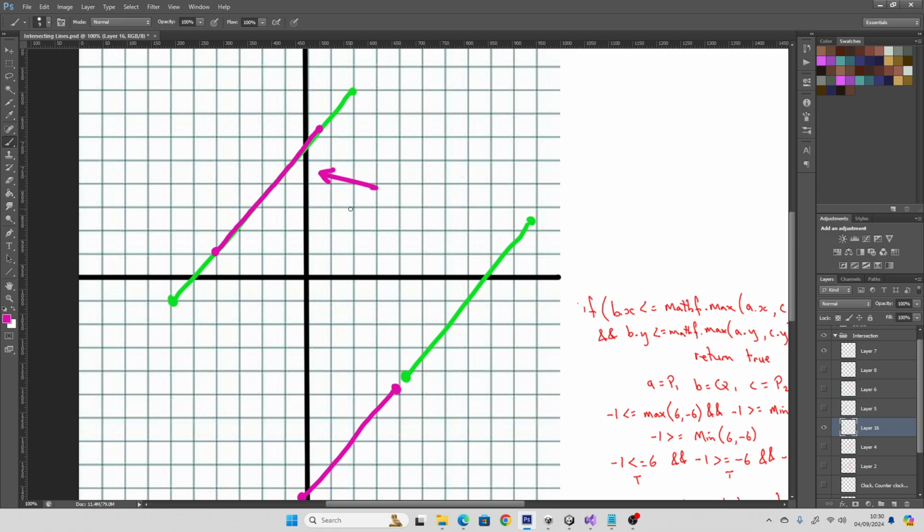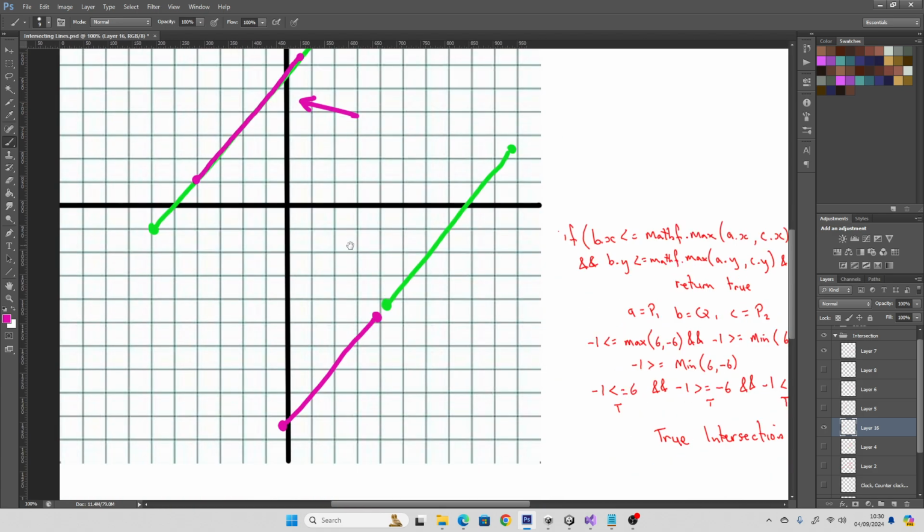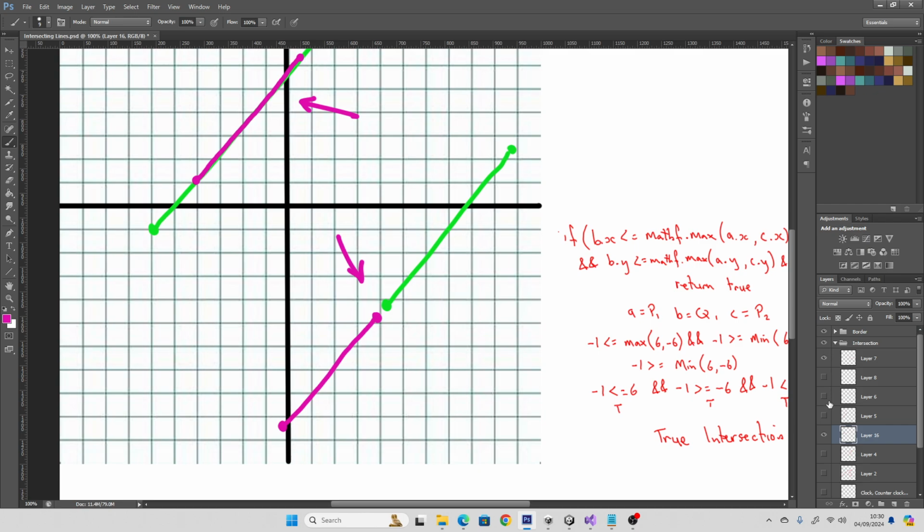Testing all four iterations will allow us to know if all four of these points are lined up for this kind of situation. If we test all four points and none of them match to be true, that means we have this situation, meaning they are collinear, but they're not intersecting. So that is all the math behind doing your intersecting lines.